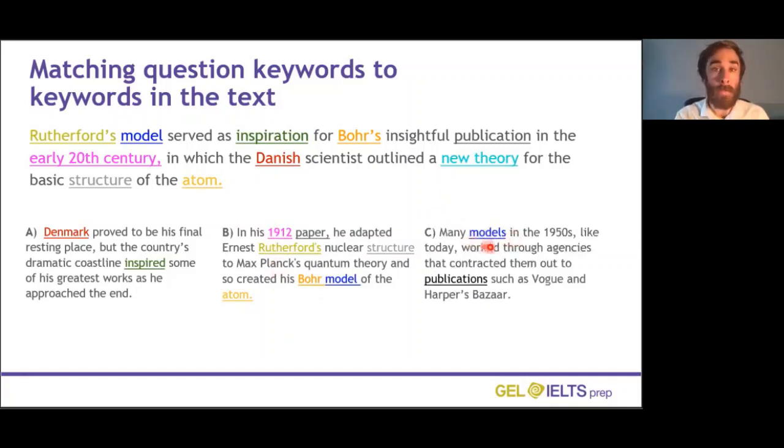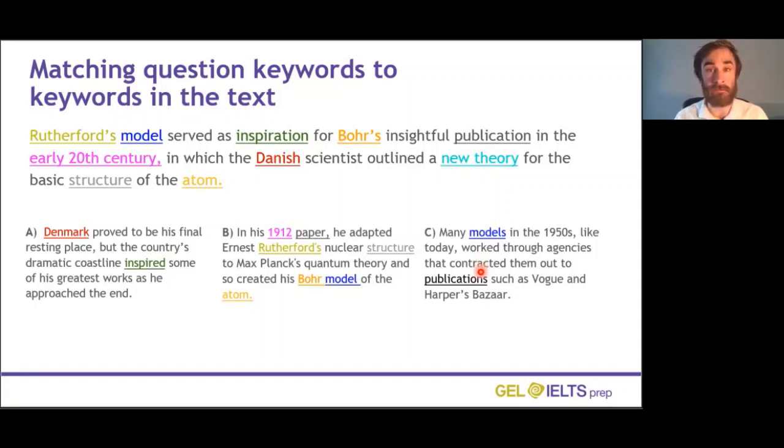C. Model. We've got a match here. However, if we look at the context of the sentence, we can see it's talking about a different type of model. Many models in the 1950s, like today, worked through agencies that contracted them out to publications such as Vogue and Harper's Bazaar. So the word agency, publication, Vogue, these make me think of fashion. So here we're talking about fashion models. So this is a false connection. Publication is the same here, although this text is probably talking about a scientific publication, whereas here it's probably a fashion magazine.